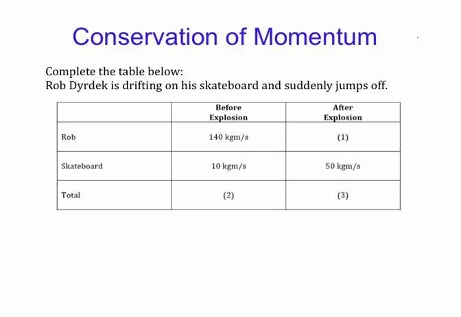We have Rob drifting on a skateboard, and suddenly he jumps off. In this table, you can see that before the collision, he had 140 kilogram meters per second of momentum. The skateboard had 10 kilogram meters per second. After, we're going to consider an explosion anytime there's been a big change. So afterwards, we want to find out how much Rob has. We see that the skateboard has 50 kilogram meters per second, and we want to find out the total both before and after.